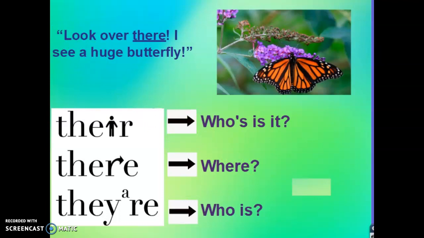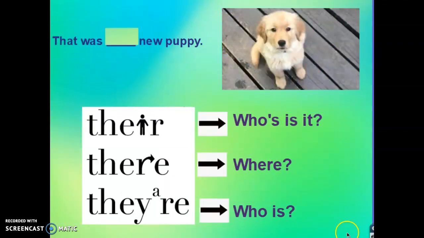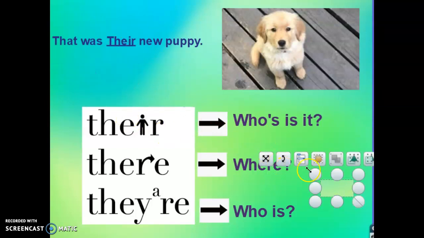Now let's take a look at our third example. That was their new puppy. So let's take a look at our first one. This is asking whose is it? Now in this sentence, does that make sense? Yes, it does make sense because we're asking whose puppy is that? It's theirs. It's their new puppy, and this is showing ownership.